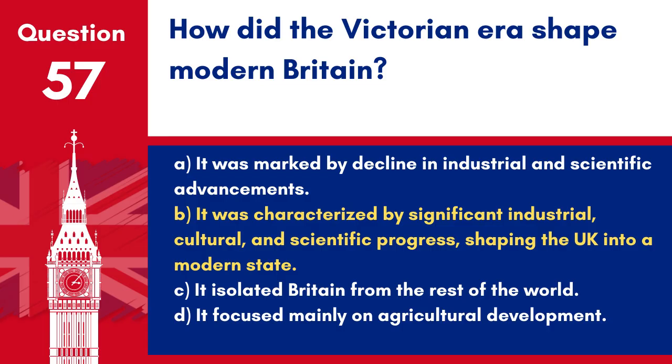Answer: B. It was characterized by significant industrial, cultural, and scientific progress, shaping the UK into a modern state. The Victorian era is known for its dramatic expansion in industry, infrastructure, and empire, as well as cultural and scientific achievements that laid the foundations of today's Britain.